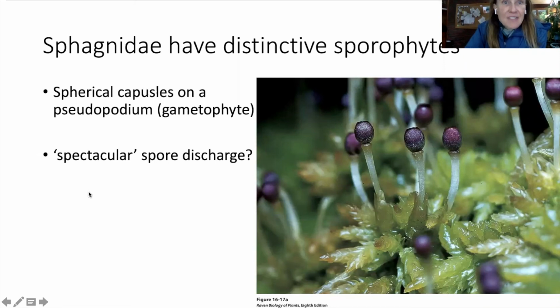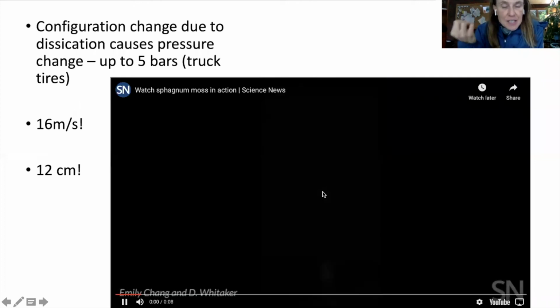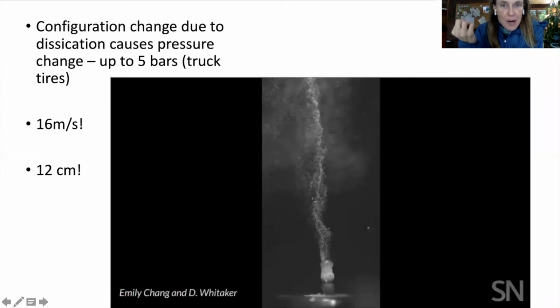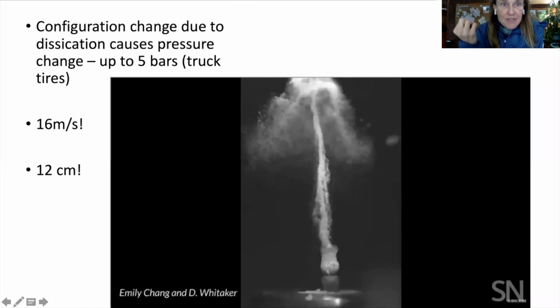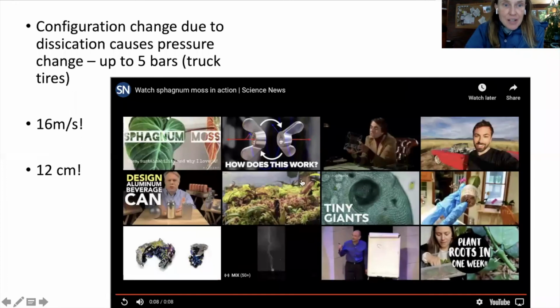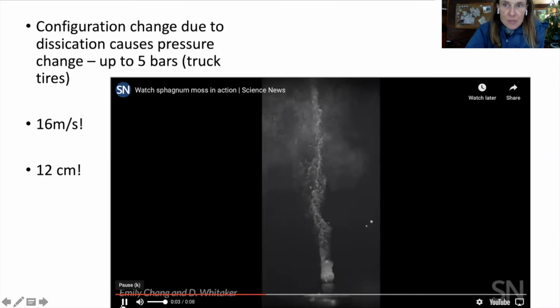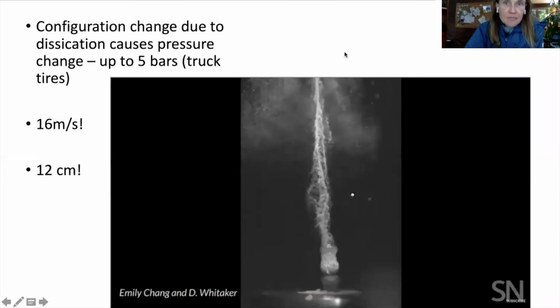The Sphagnidae have very distinctive sporophytes. They've got these spherical capsules on top of the gametophyte generation, which is the green leafy part. And they've got a spectacular spore discharge. And let me see if this works. Okay. As the sporangium dries out, it creates pressure up to 5 bars. That's the amount of pressure in a truck tire. It can move 16 meters per second, and move up to 12 centimeters. So it is pretty spectacular.